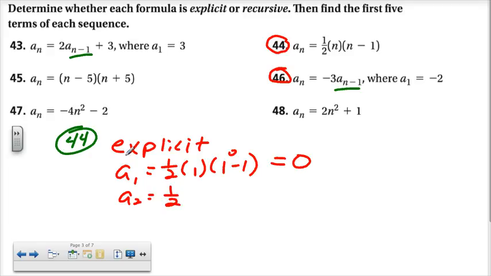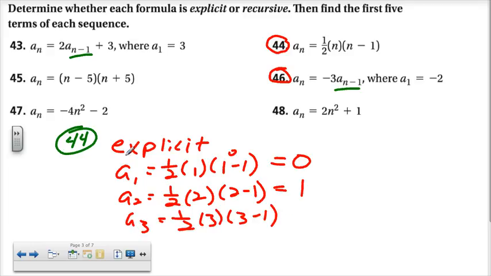And then we have 1/2 times 2 times 2 minus 1. So that will be 1/2 times 2 times 1. Well, that's going to give us 1. Third term, 1/2 times 3 times 3 minus 1. Well, 3 minus 1 is 2, and I'm going to go ahead and change the order here and say, all right, 2 times 1/2 is 1, 1 times 3 is 3.